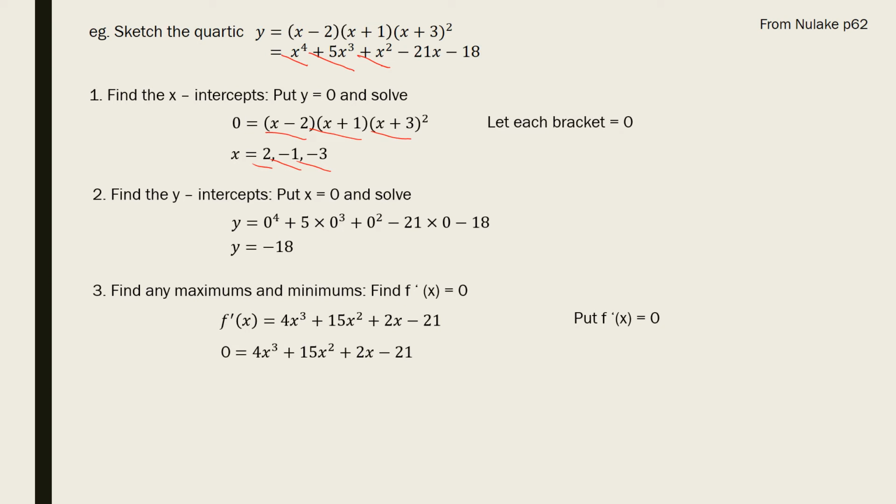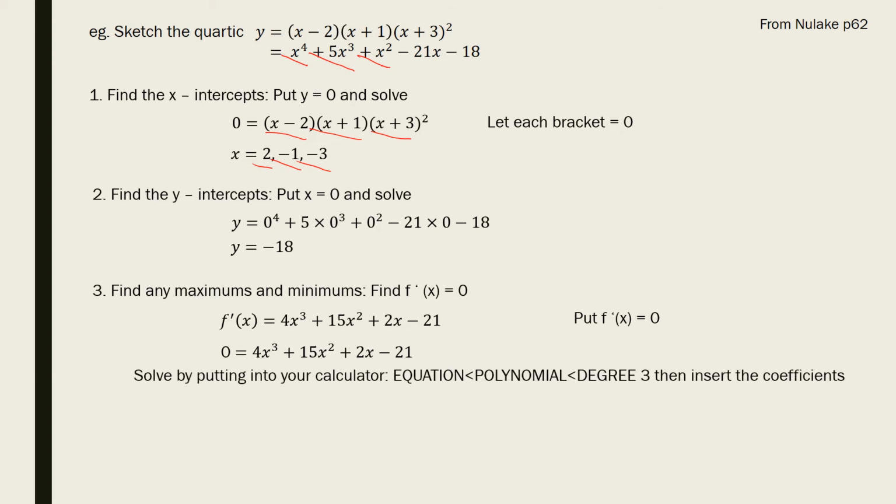Okay, here we're solving a cubic, so we can use a calculator for that. And what you do is just put it into the equation part of your calculator, go to polynomial and put in degree 3. Degree 3 because x to the power of 3 is your highest power. Then you insert your coefficients. So we've got 4, 15, 2 and negative 21. Once you've done that, you'll get the answers of x equals 1, negative 3, negative 1.75.